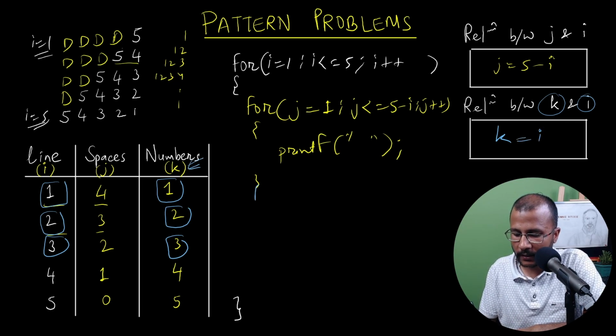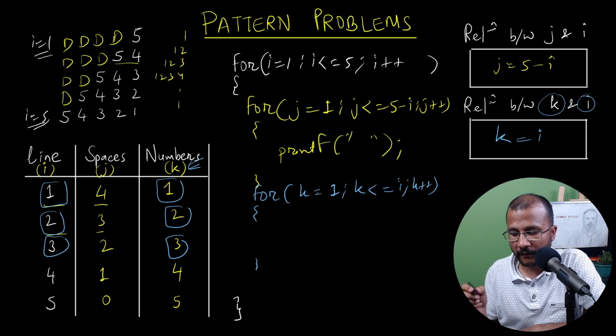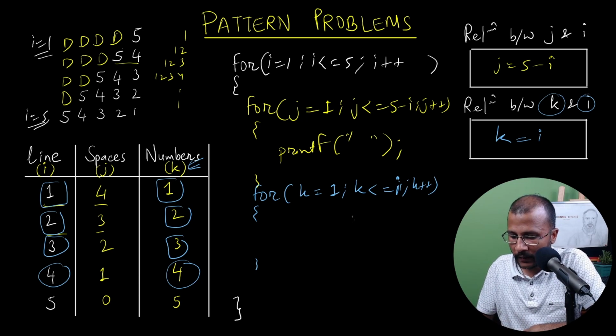Okay, so I can run a loop here for k equals 1, k less than or equal to i, k plus plus. This will make sure that it runs a loop for displaying my values, based on the line number. Let's take an example of i equals 3. Whenever i is equal to 3, k would be how much? k would be 1 and then 2 and then 3.